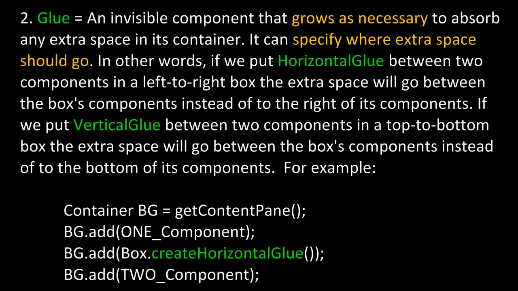The second invisible component we'll examine is glue. Glue grows as necessary to absorb any extra space in its container. It can specify where extra space should go. In other words, if we put horizontal glue between two components in a left to right box, the extra space will go between the box's components instead of to the right of its components. On the other hand, if we put vertical glue between two components in a top to bottom box, the extra space will go between the box's components instead of to the bottom of its components. Here in this example, we're simply calling createHorizontalGlue to add horizontal glue between component 1 and component 2. We're a poet, and we don't even know it.